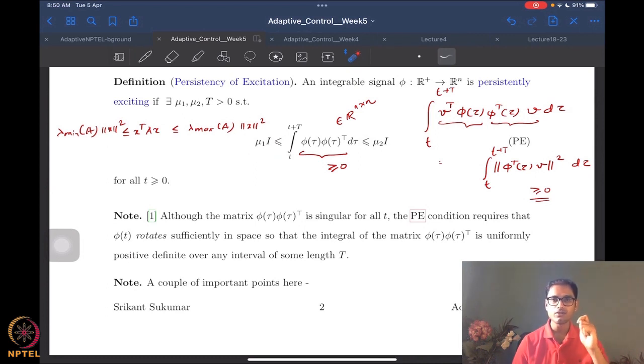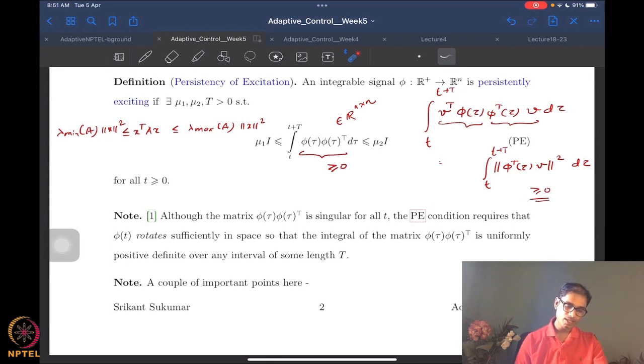So the smallest eigenvalue of a symmetric matrix being greater than or equal to a positive constant means what? It means that this is a positive definite matrix. The other side is rather simple. It just says it is some kind of a bounded matrix. So there is an upper bound on the eigenvalue of this integral. It's a simpler condition. In fact, many textbooks define persistency of excitation without this right hand side, so I would not put too much stress on this side. It's more of a question of how you want to do the math.